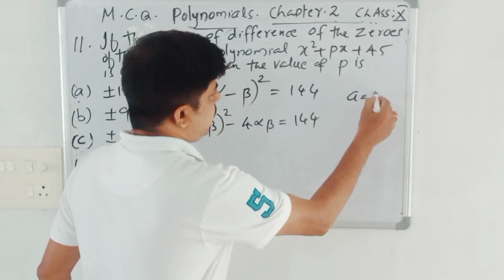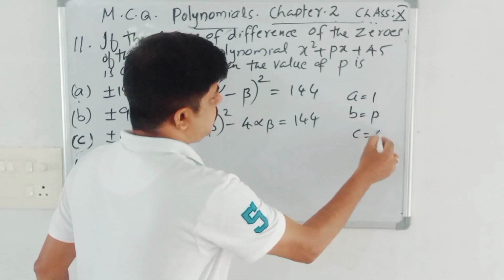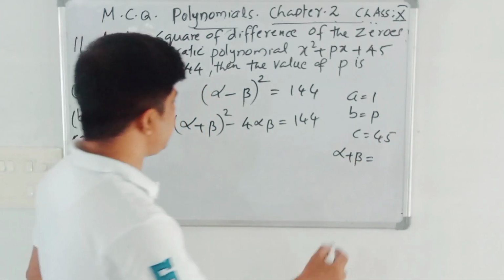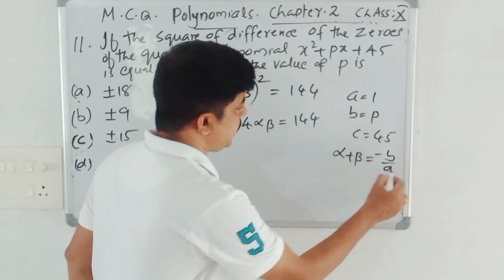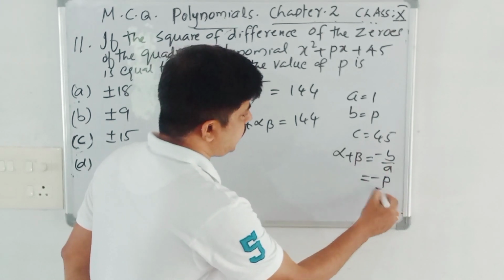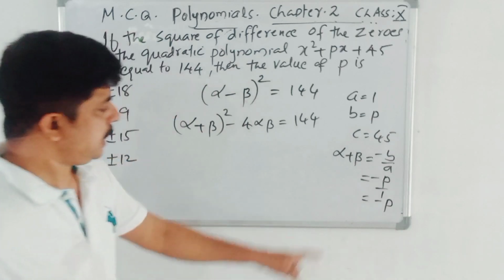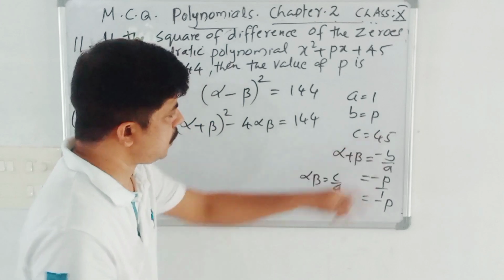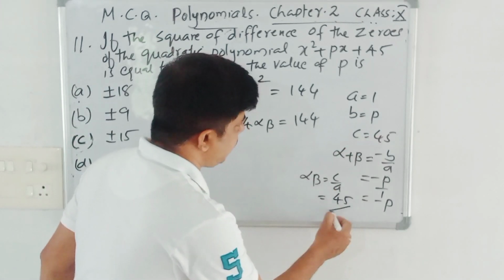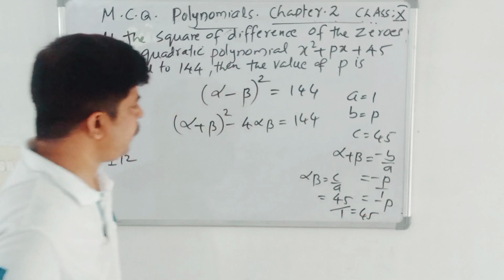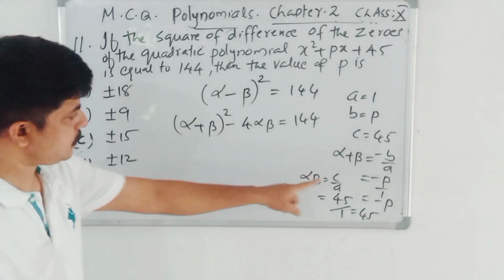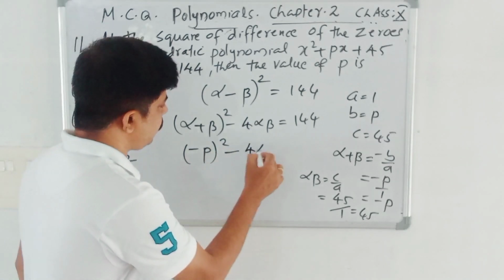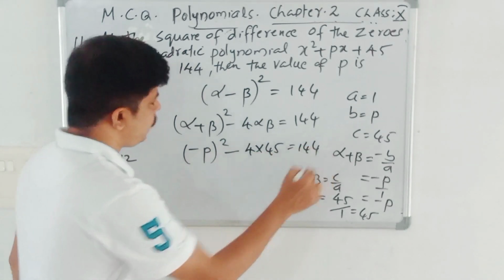Here a is 1, b is p, c is 45. What is alpha plus beta? Alpha plus beta is −b/a. Therefore, alpha plus beta is equal to −p/1, that is −p. Like this, alpha beta is c/a, that is 45/1. Therefore, alpha beta is 45. Now we have (−p)² − 4 × 45 = 144.